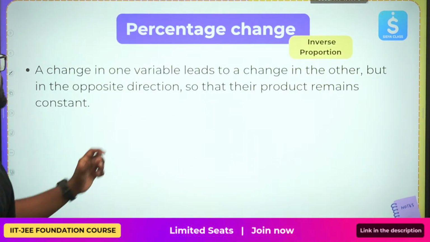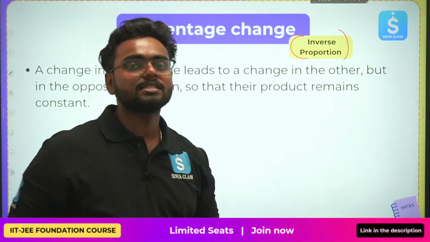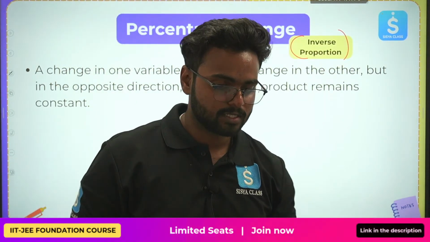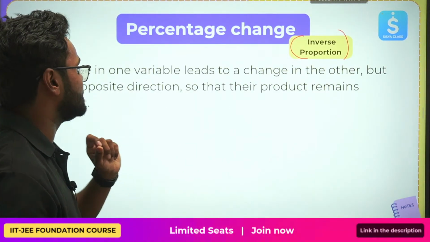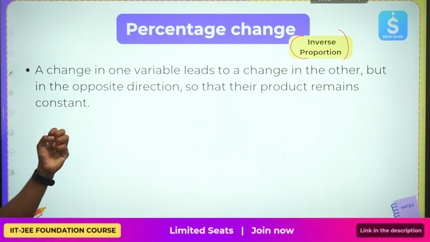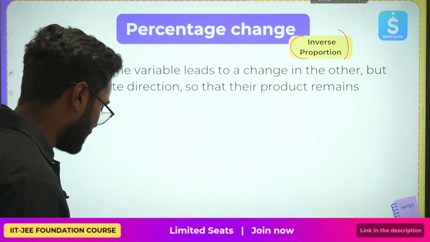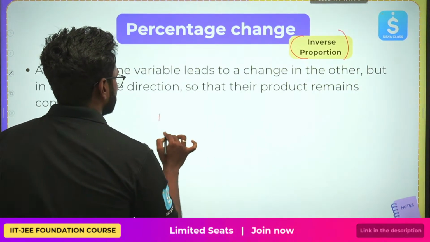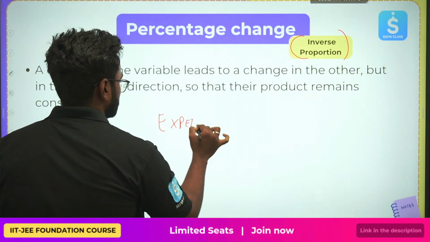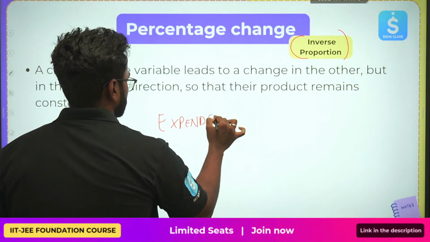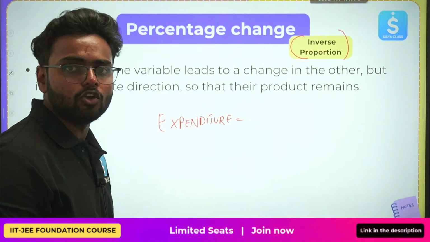Let us check percentage change in inverse proportion. We are studying inverse proportion. How can we do this? A change in one variable leads to a change in the other, but in the opposite direction, so that the product remains constant. Let me give you an example, right? What is expenditure? Expenditure is nothing but quantity into price, right?